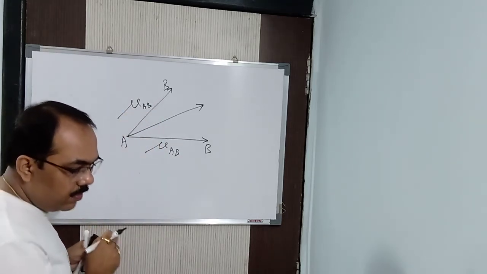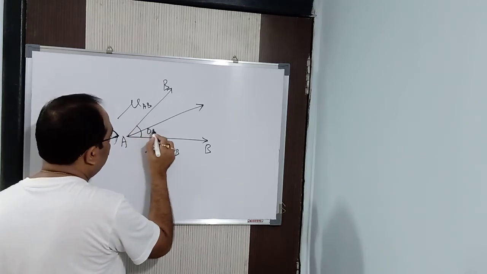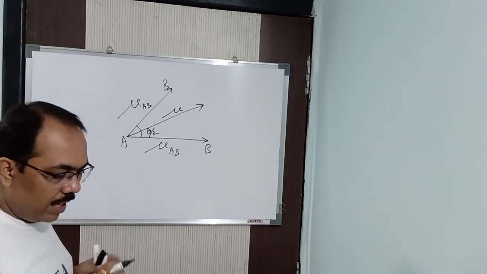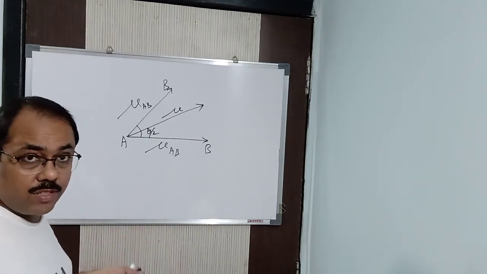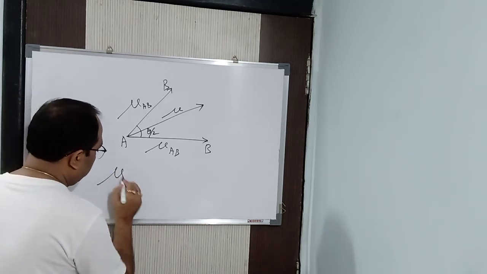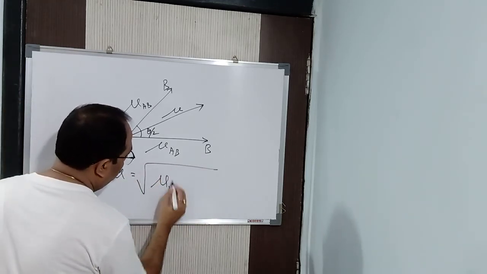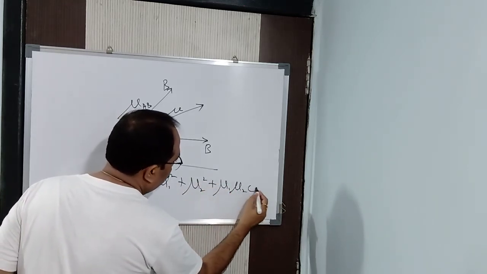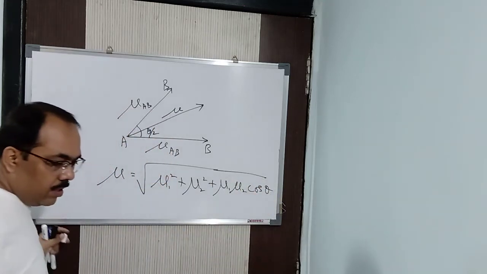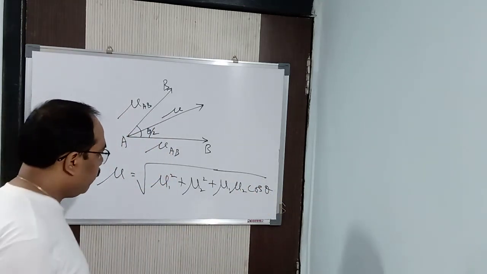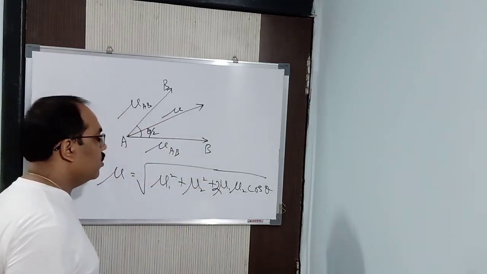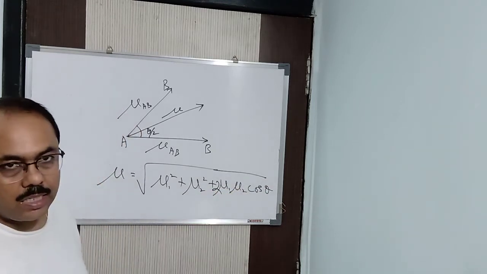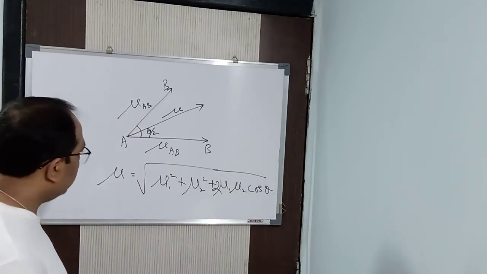Now if it is making an angle theta, then this angle is theta by 2, and this is your resultant dipole moment, which is mu. Now how will you calculate mu? You have studied vectors in physics, that is the triangle law of vectors. Mu is equal to root over of mu1 square plus mu2 square plus 2 mu1 mu2 cos theta. That is a square plus b square plus 2ab cos theta. Clear? That is the resultant dipole moment.